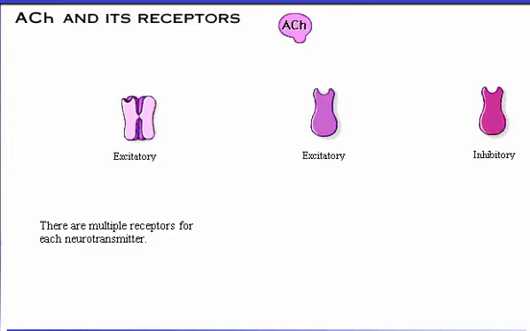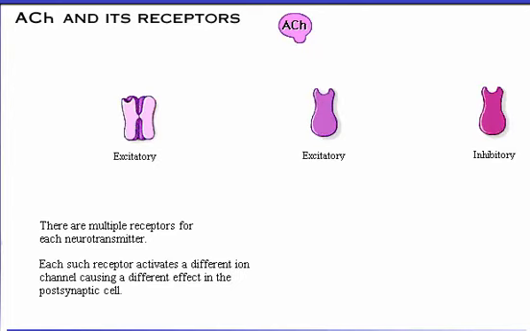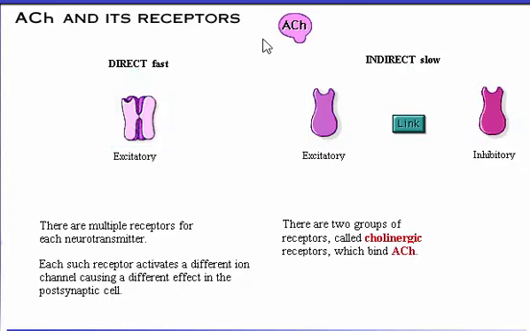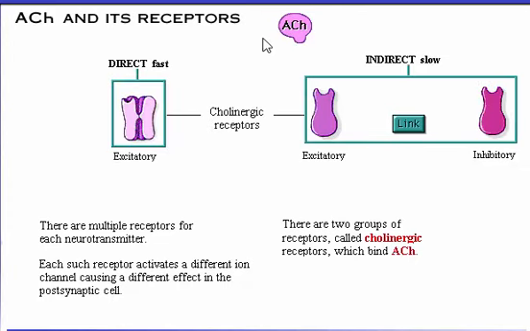There are two groups of receptors, called cholinergic receptors, which bind acetylcholine. One group also binds the chemical nicotine. The other group also binds the chemical muscarine. Drag the acetylcholine to the receptor that binds nicotine.